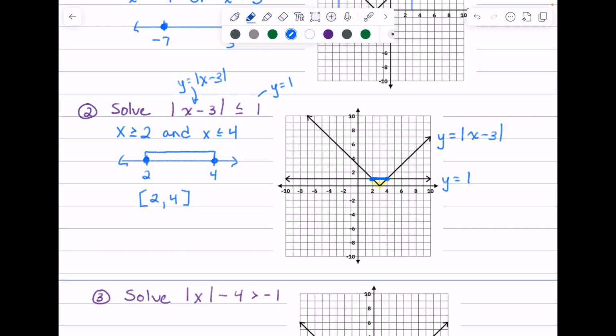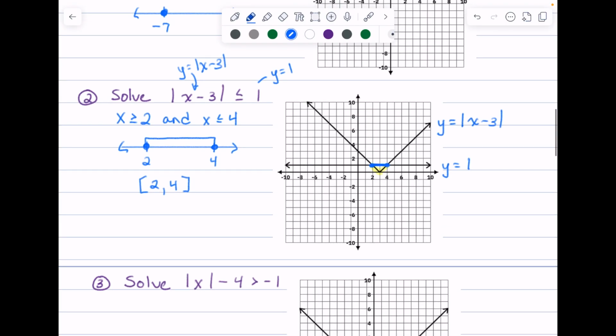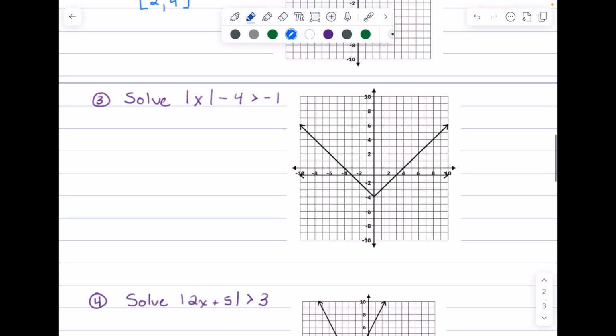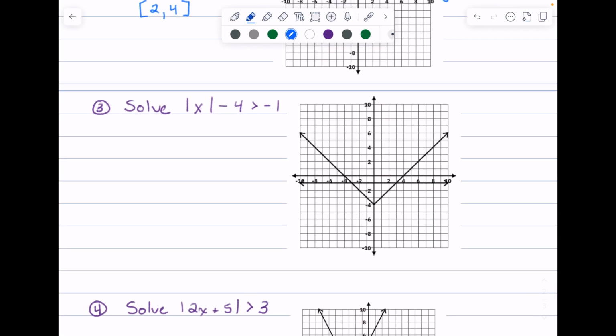All right, let's try a different type. Again, you can think about how the absolute value graph is moving around, but don't worry about it if it doesn't make sense right now. So let's solve a greater than problem here. And so we're going to solve the absolute value of x minus 4 is greater than negative 1. All right, so on Desmos, we're going to type in y equals the absolute value of x minus 4. And on the second line, we're going to type in y equals negative 1.